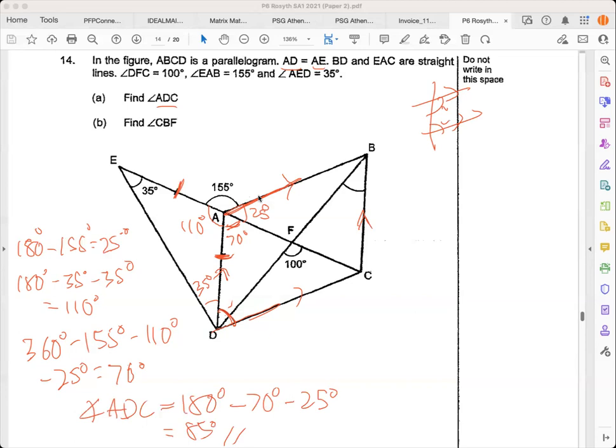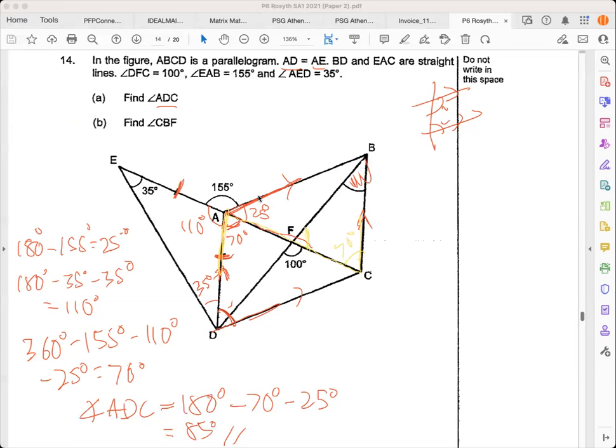Part B, CBF. CBF, we're talking about this angle, okay? So to get this angle, I will need to find first, if this is 70, right? Because this is parallel, right? You can see the Z here, right? Let me show you. So this is Z, parallel lines. Okay, call it Z. And so this will be 70 degrees also. Now I need to find this.